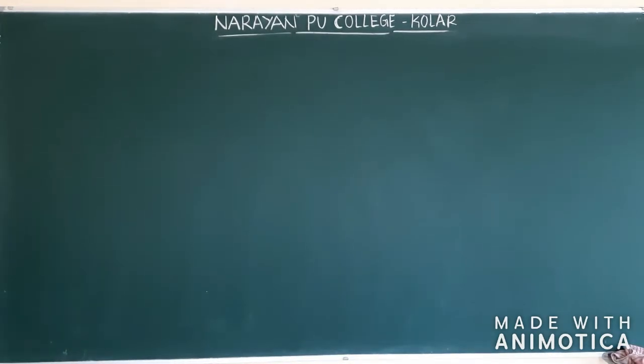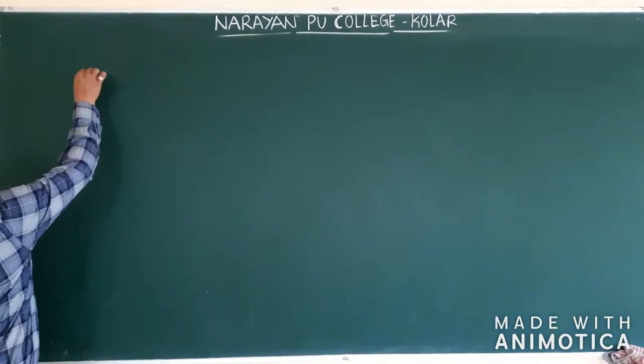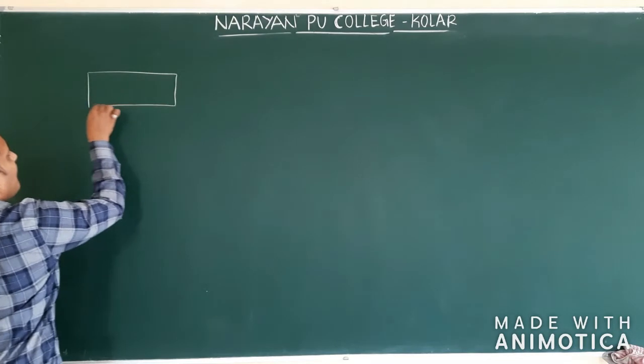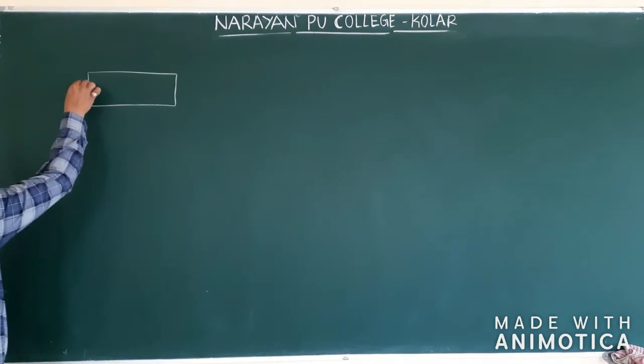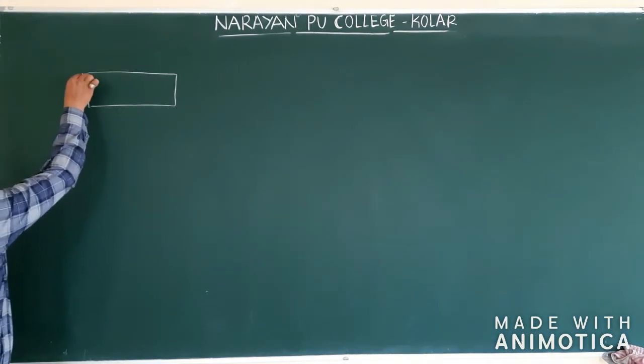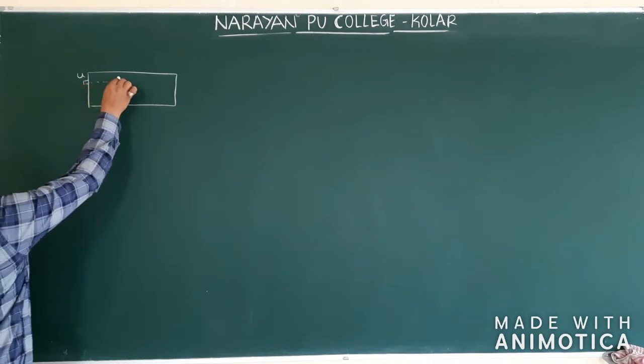Now see the question number 8. If a body loses half of its velocity on penetrating 3 centimeters in a wooden block, then how much will it penetrate more before coming to rest? So let us assume this is a wooden block. It loses half of its velocity on penetrating 3 centimeters. Let us assume here an object initial velocity. So it is penetrating up to here.